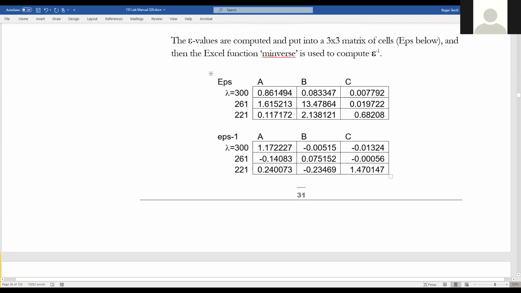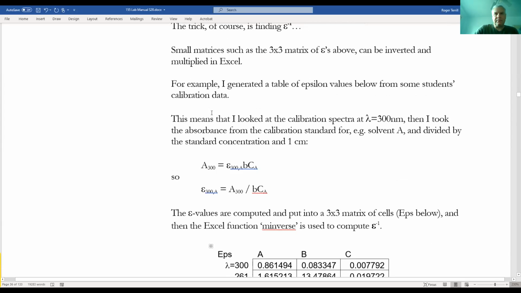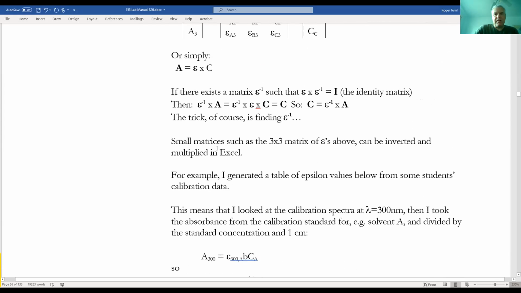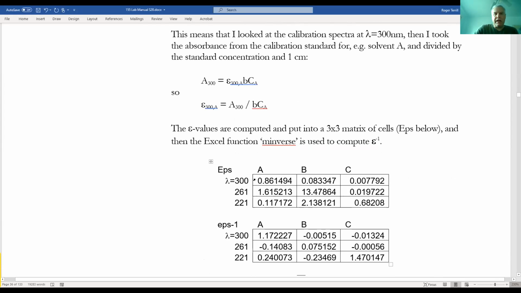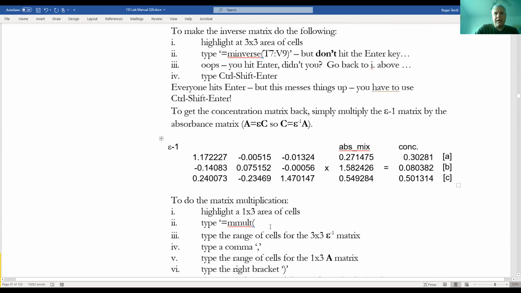Okay. So here's for example, all you need is three wavelengths, and you get the three extinctions, right? And then you type M inverse and control shift enter, and that will get you the answer. And then you multiply that by the absorbance. That gives you concentrations.